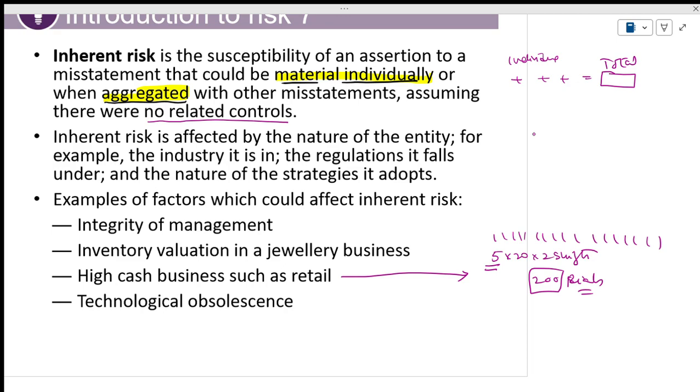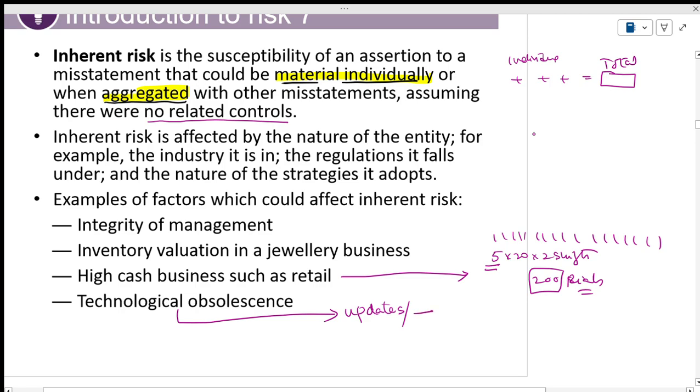And the most important thing is technology obsolescence. We are talking about the inherent risk. If you are not doing updates, definitely there is a possibility of risk. A small example I will give you. Whenever you are using passwords, what will they say? The passwords have to be changed. In some cases, the passwords have to be changed every 7 months, 3 months. You will have the updates.